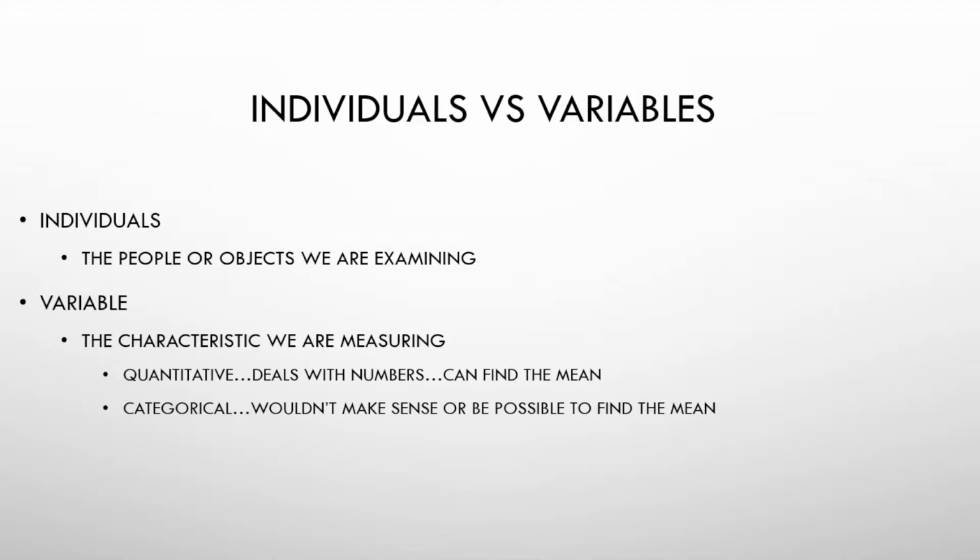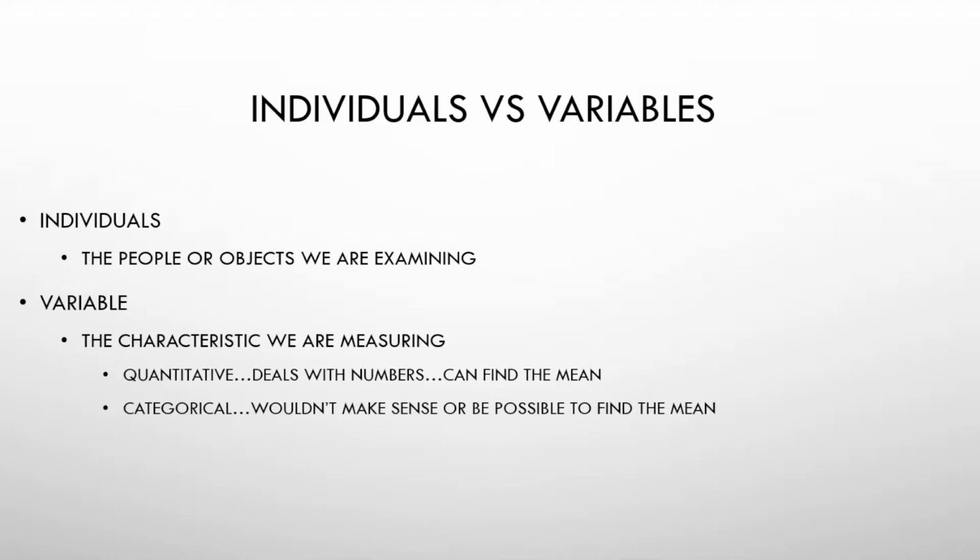All right, so next 2 things, individuals versus variables. Now, these may sound like terms you've seen before, but how we define them in terms of statistics is really important to us here. Individuals are the people or the objects we are examining. If I'm doing a study on toothpaste, and I'm talking about different brands of toothpaste, the individuals in that study might be people's teeth, or they might be the different brands of toothpaste. It's all about how I define my structure.